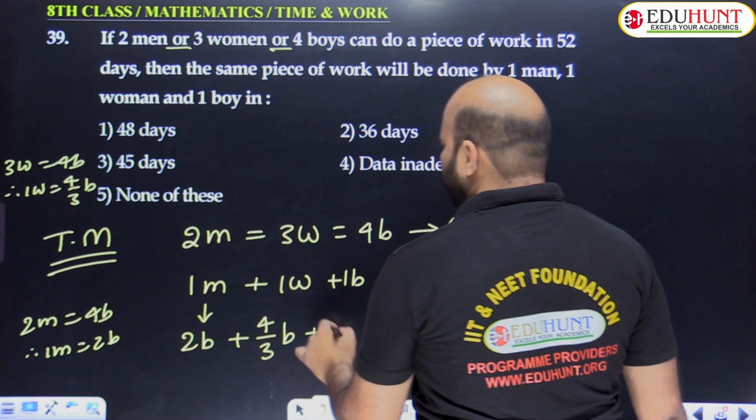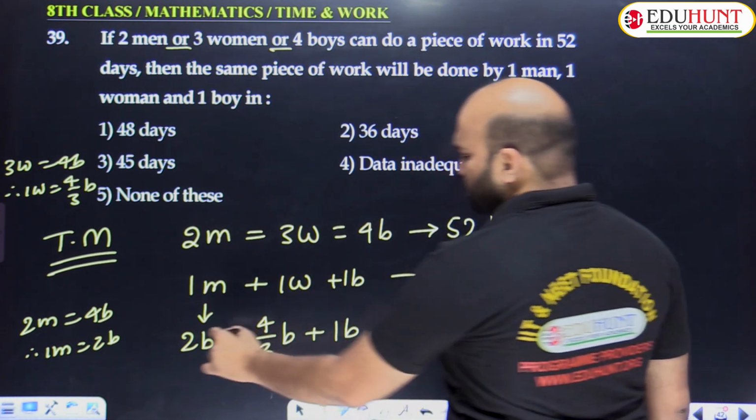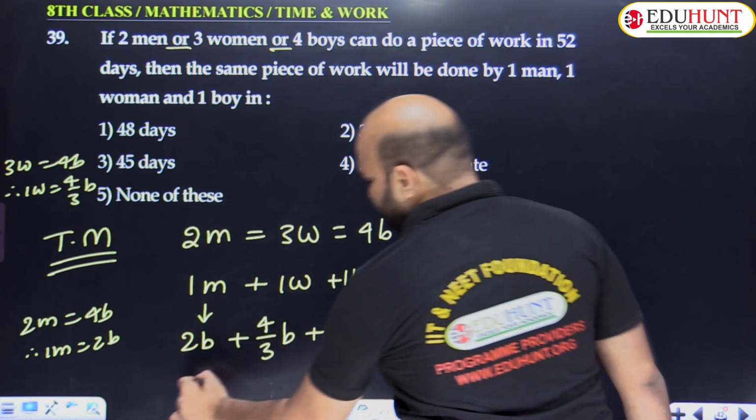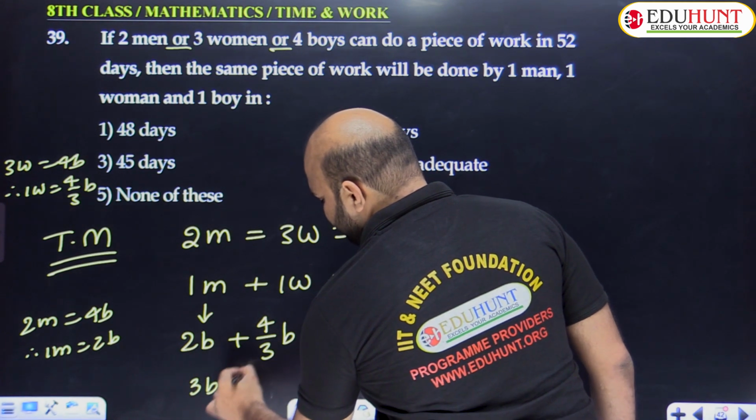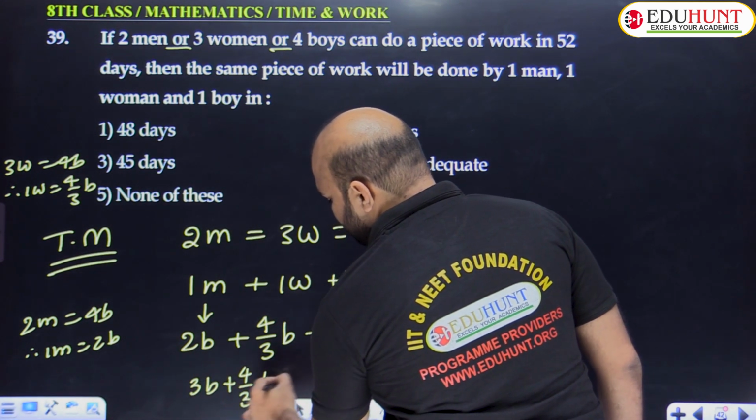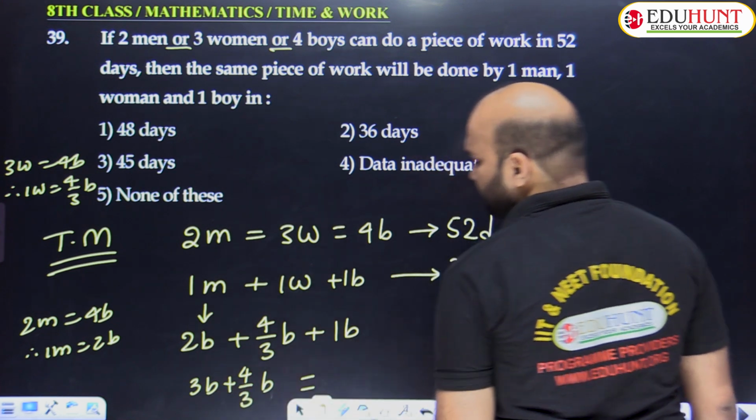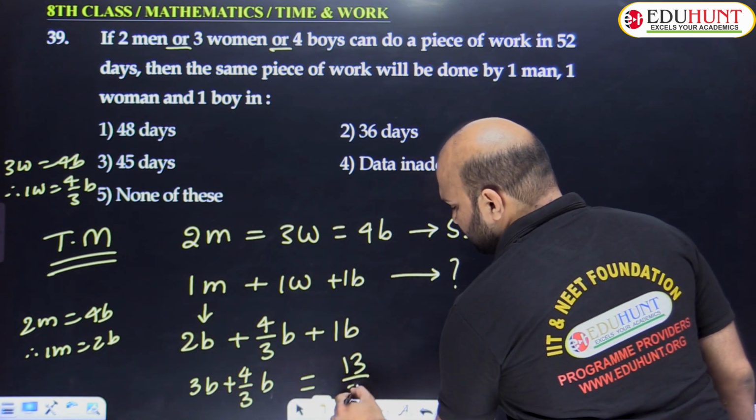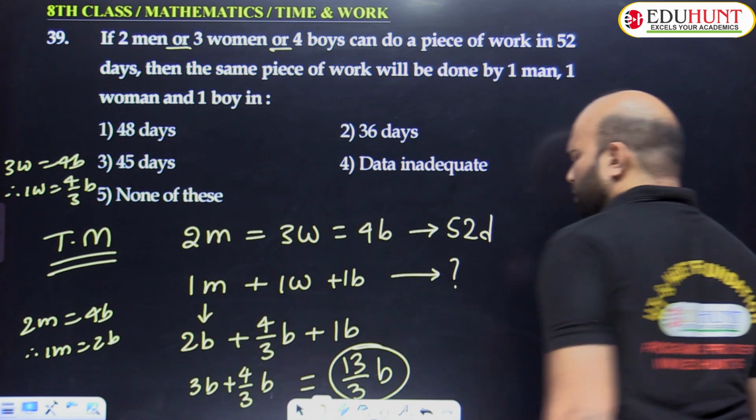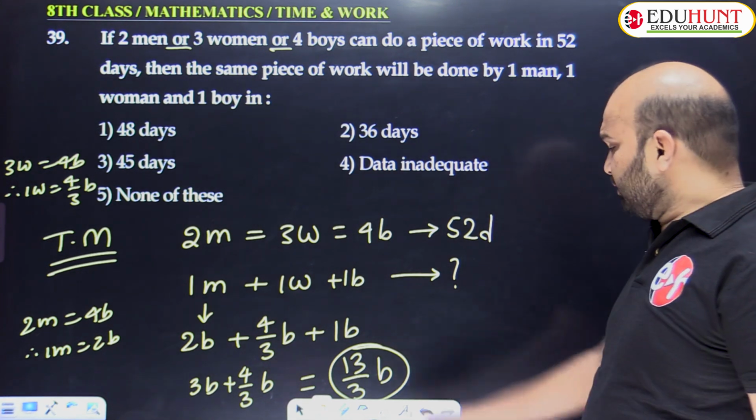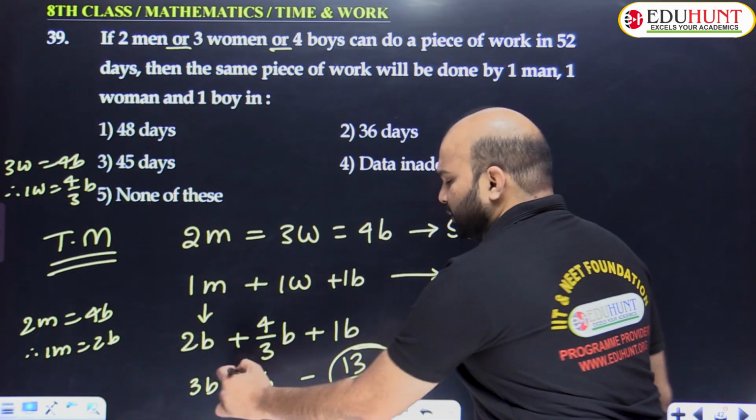And finally what am I given? 1 boy. So all are converted into boys. So 2 boys plus 1 boy plus 4 by 3 boys. So the total will become 9 plus 4, 13 by 3 boys. So converting it all into boys, what am I getting? 13 by 3 boys. 3 is a 9 plus 4.